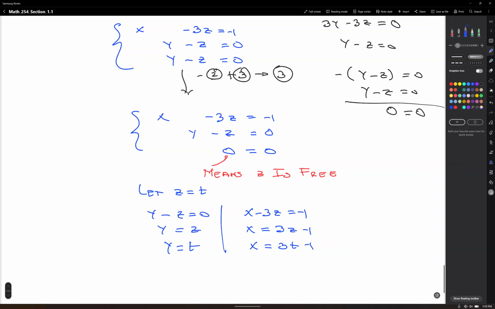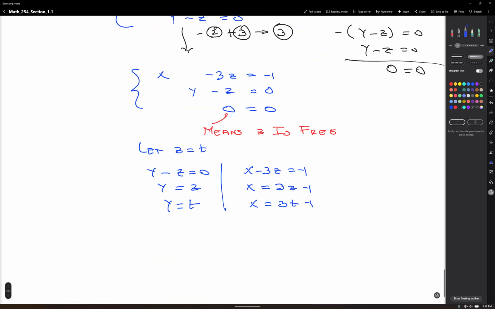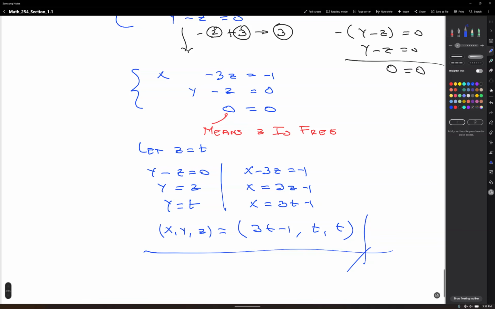So we're done solving the system, except that we need to write it as an ordered triple. x, y, z, the ordered triple where x is 3t minus 1, y equals t, and z is also t. Final answer. Okay, I believe this is the end of the section.